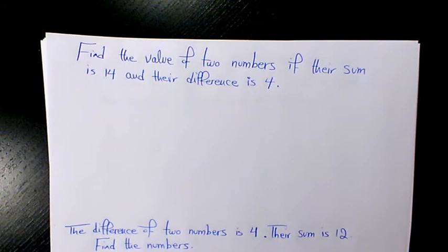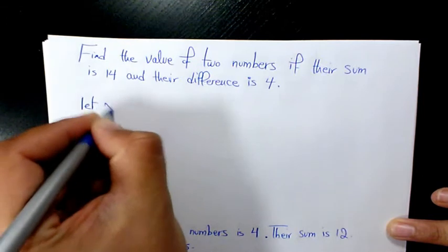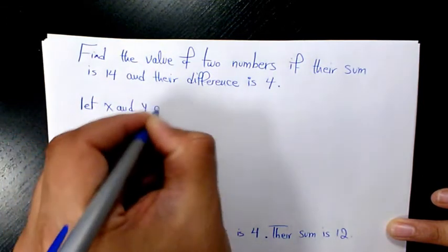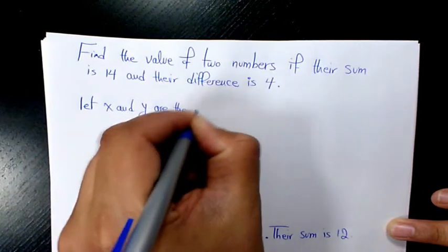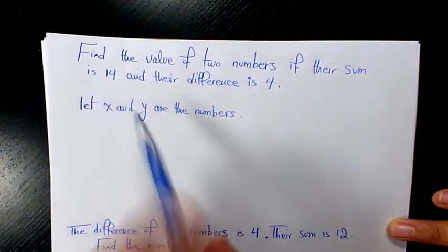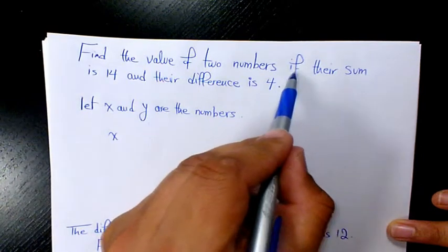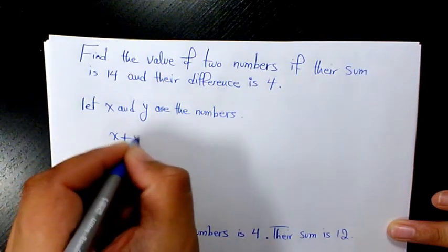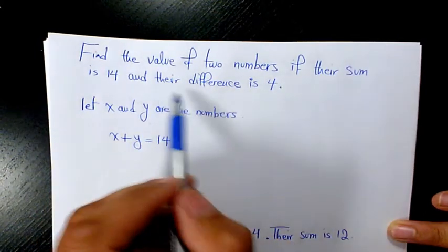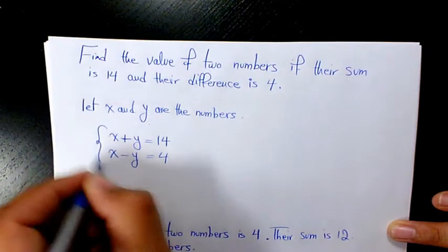The first example says, find the value of two numbers if their sum is 14 and the difference is 4. So I'm going to write the let statement. Let x and y be the numbers, or you can say let x be the larger number and y the smaller number. Based on this sentence, if their sum is 14, x plus y is 14, and the difference is 4, so x minus y is 4.